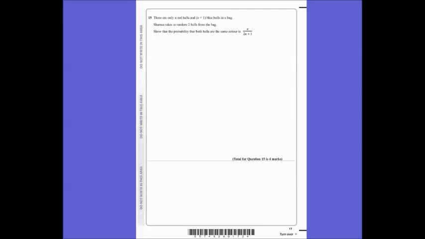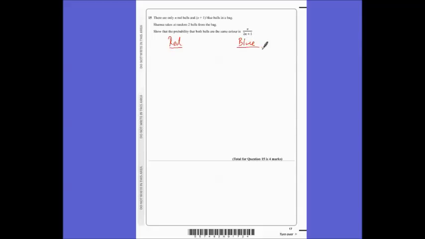Question 15. There are only n red balls and n plus 1 blue balls in a bag. Shamsa takes at random 2 balls from the bag. Show the probability that both balls are the same colour is n over 2n plus 1. Well, I'm going to split this up. I'm going to do red first and then I'm going to do blue second.